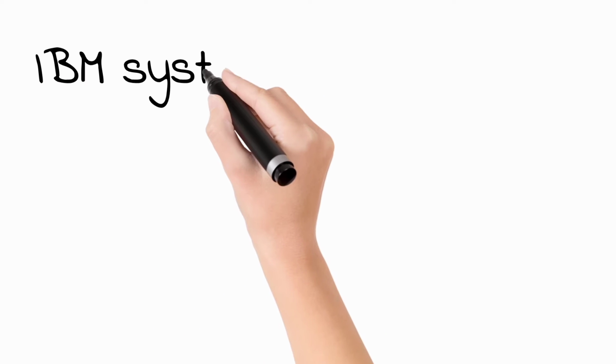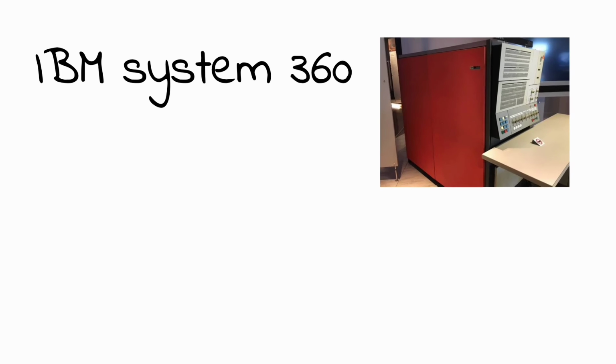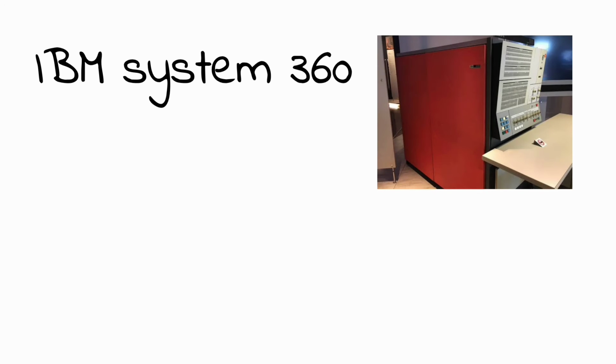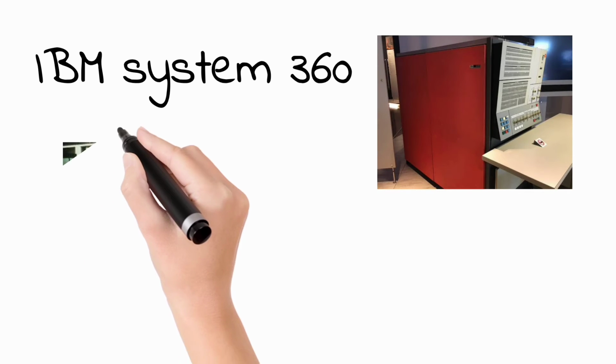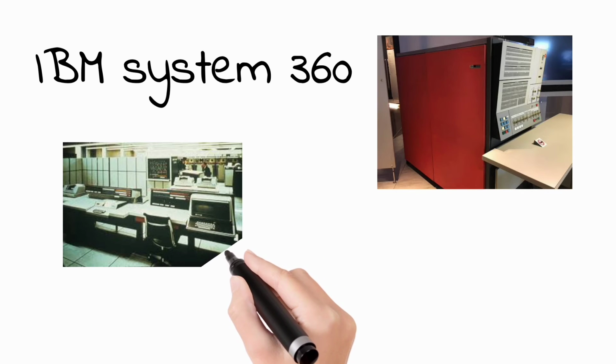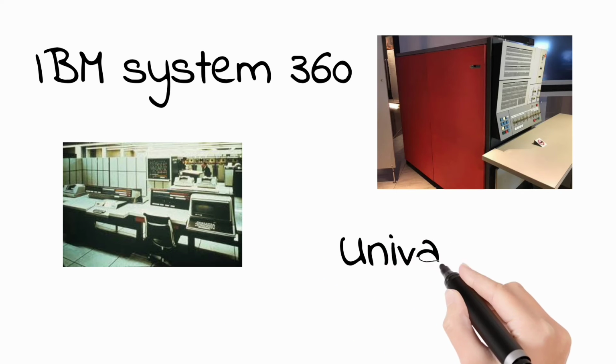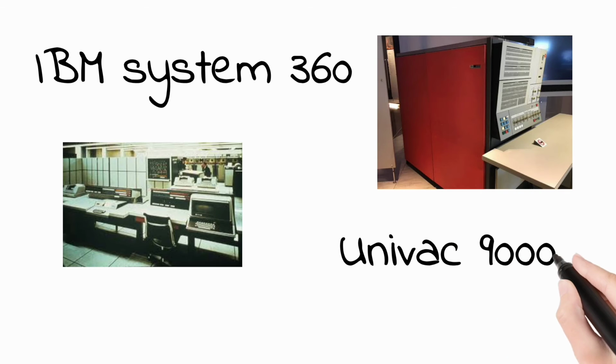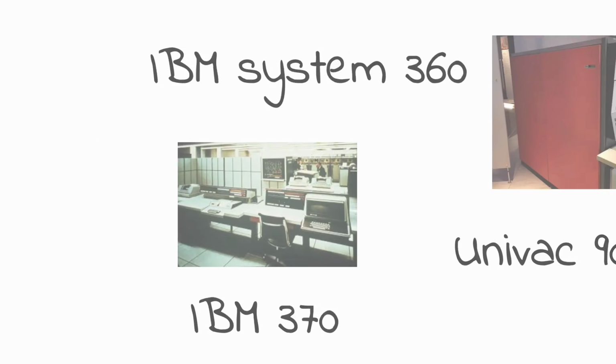The most successful computers of this generation were IBM System 360 and DEC PDP-8. The other computers were UNIVAC 1180, UNIVAC 9000, and IBM 370, etc.